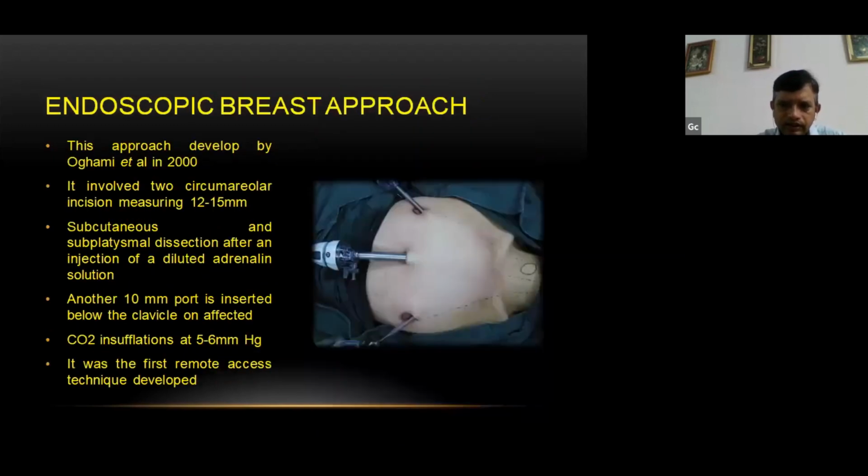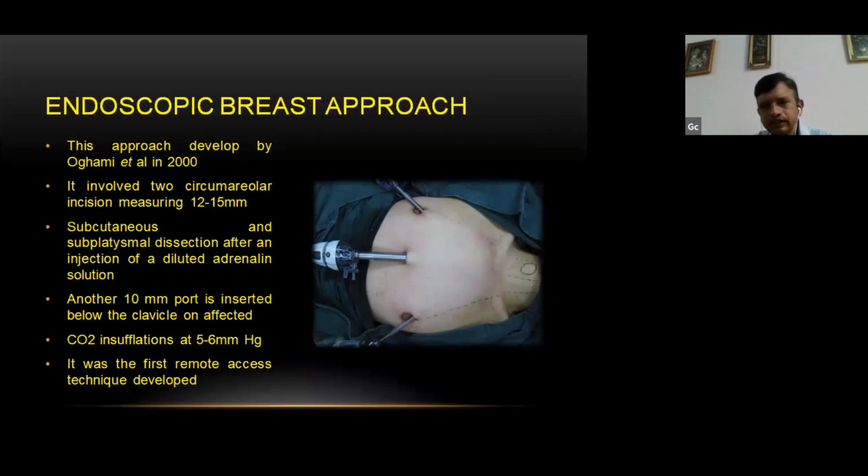So for that, this central approach has been developed by Ogami et al. from Japan. What they did, they put the camera in the center and two areolar approach. So this is the central technique from where you can approach both sides of the thyroid, dissecting the flap over the neck and putting the camera in the center.